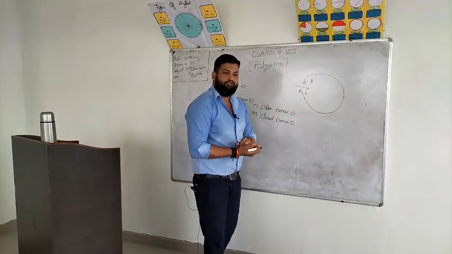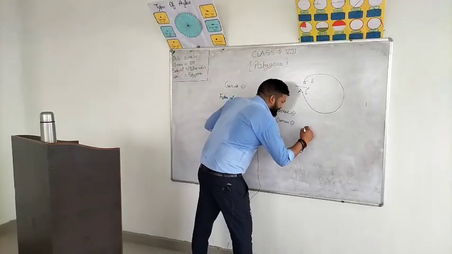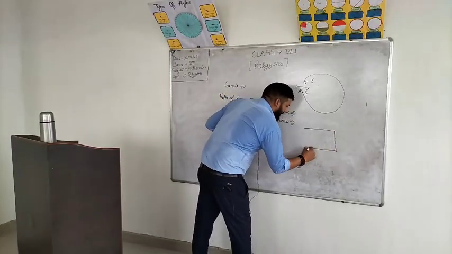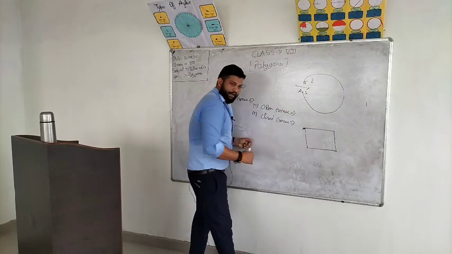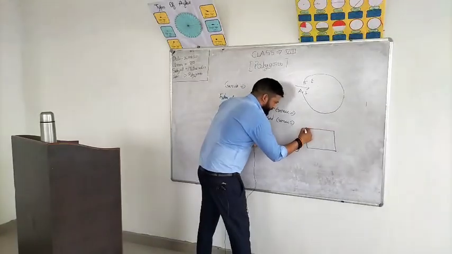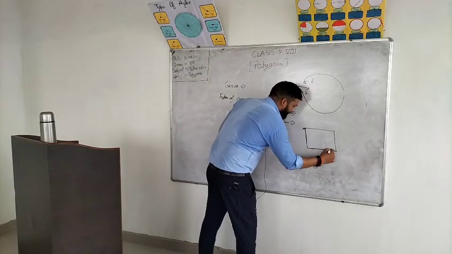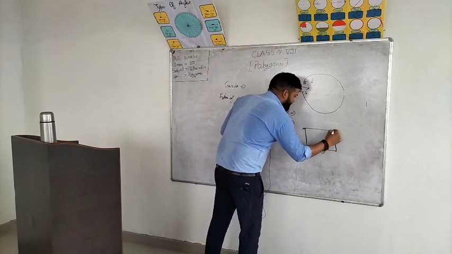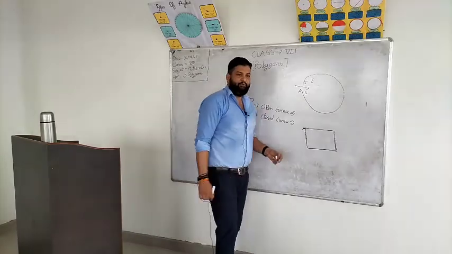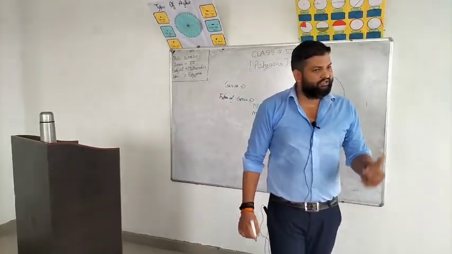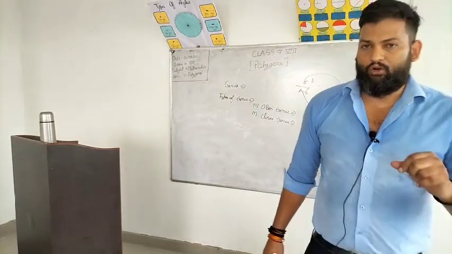And what is the closed curve? When the starting point and ending point are the same. It means we start from A and take a round, moving this way, and after that I finish at point A. It means our starting point and ending point are the same. That is called a closed curve.